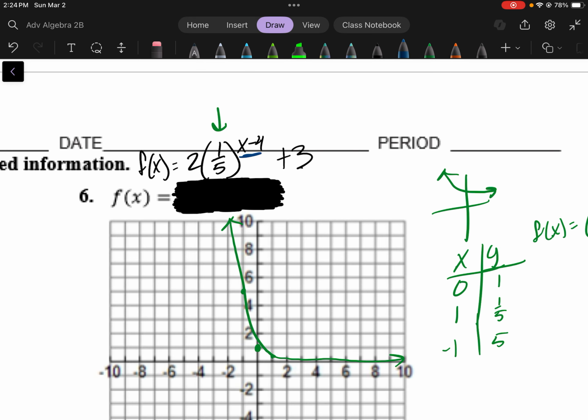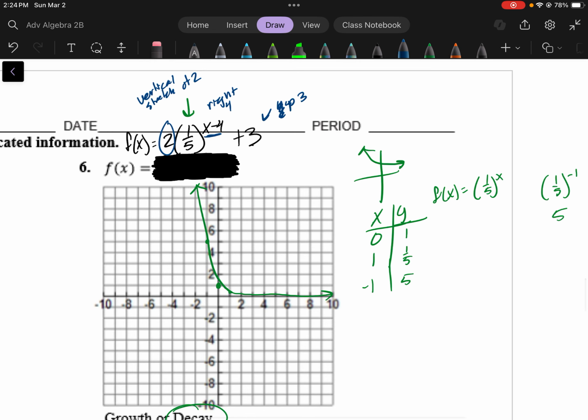So since this is in the exponent, this is going to be right 4, and that applies to the x value. This plus 3 is going to be up 3. And then this 2 out in front is going to be a vertical stretch, and since it's bigger than 1, it's going to be a vertical stretch of 2. Okay, and then we need to go apply those.